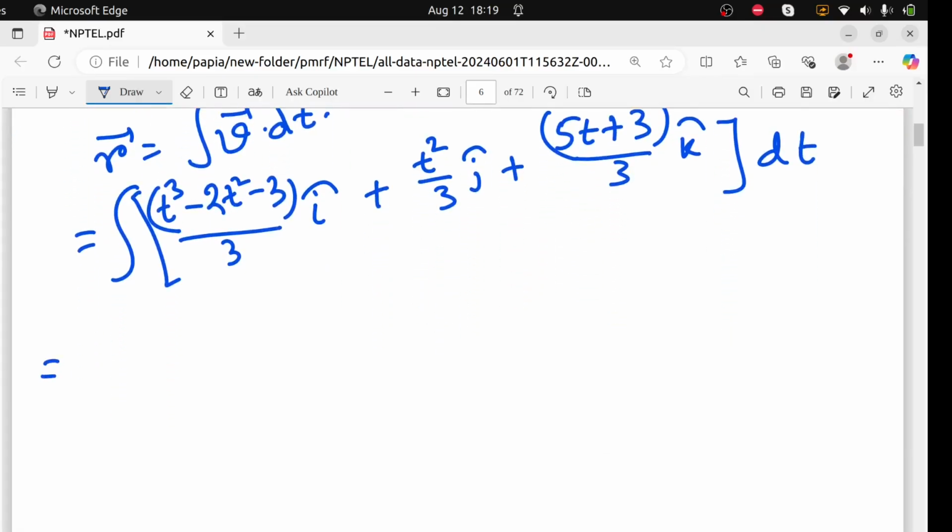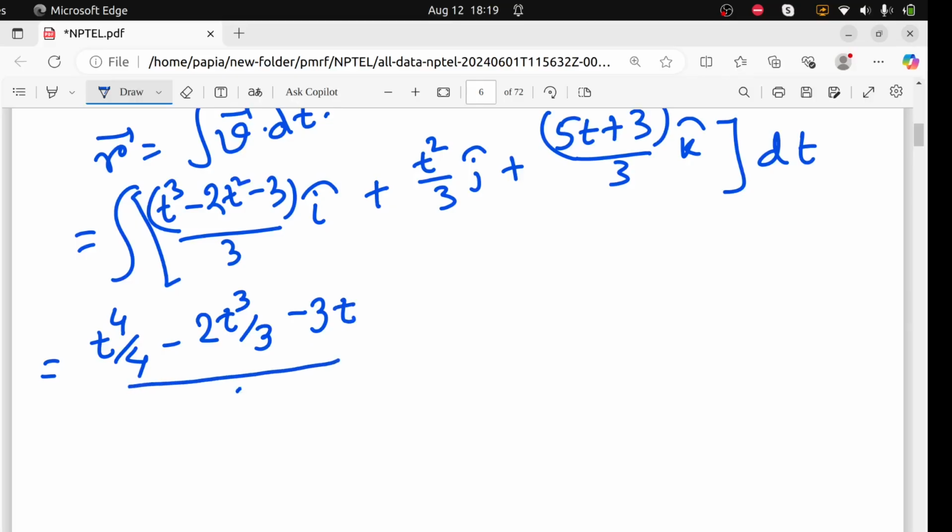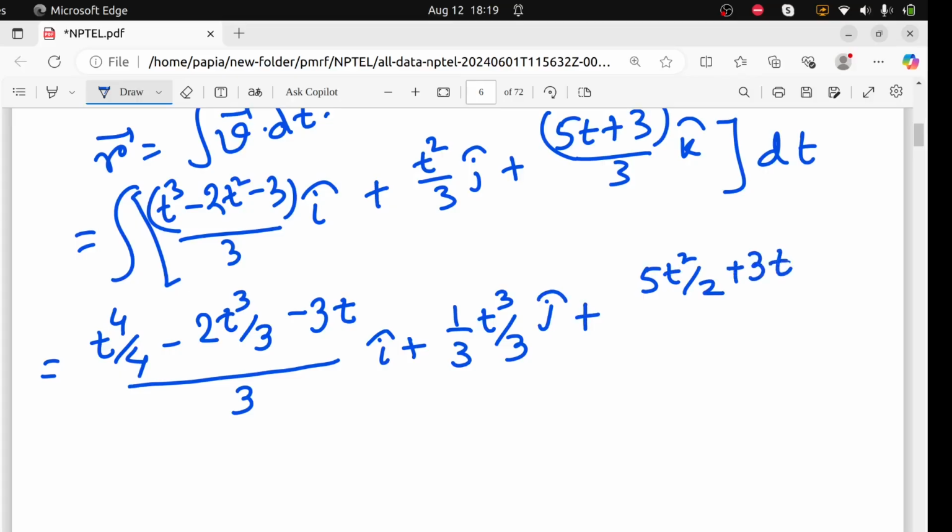So I can see here, for i cap, j cap, k cap, it will be t to the power 4 by 4 minus 2t cube by 3 minus 3t divided by 3 i cap, plus 1 by 3 t cube by 3 j cap, plus 5t square by 2 plus 3t divided by 3 k cap, plus C2 vector.